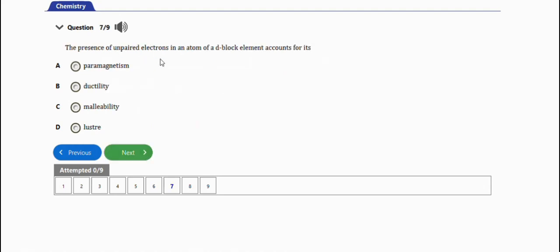The next question says the presence of unpaired electrons in an atom of a d block element accounts for paramagnetism. Yes, the right answer is option A. The next question will be this one.